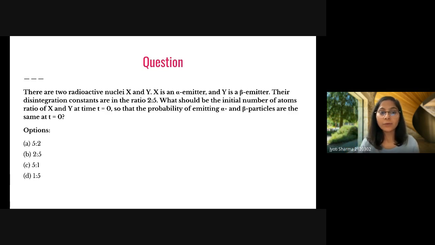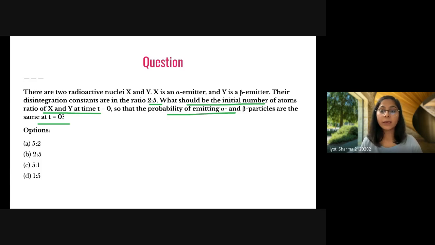And we also have another radioactive nucleus, that is Y, and this is a beta emitter. Beta emitter means it will give you a product, let's say B, and this product has the number of protons, or the atomic number, increased by 1. Their disintegration constants are in ratio 2:5. What should be the initial number of atoms ratio of X and Y at time t equal to 0, so that the probability of emitting alpha and beta particles is the same at t equal to 0?